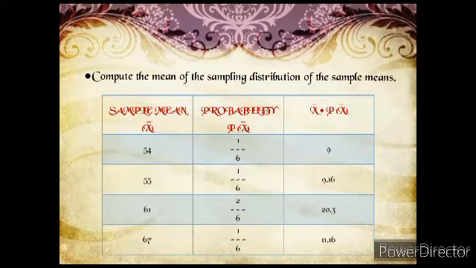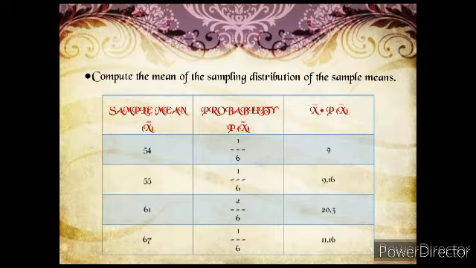After constructing the sampling distribution of the sample means, let's now compute the mean of the sampling distribution of the sample means. In this table, there are 3 columns. The first column contains the sample means, the second column contains the probability, while the third column contains the sample mean times probability. Sample mean 54 times 1 over 6 is equal to 9.